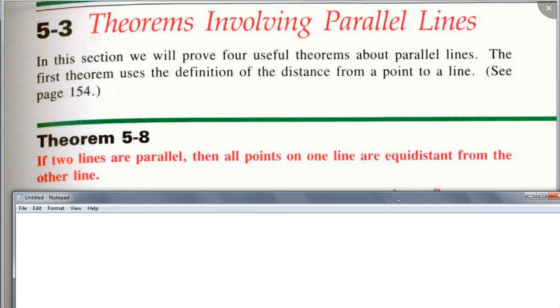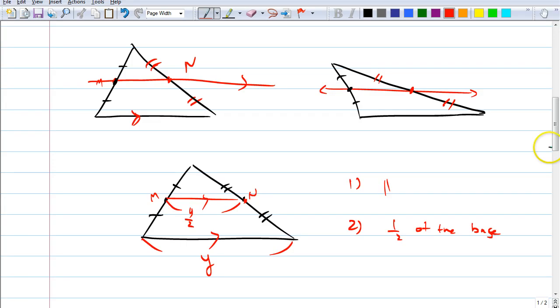If two lines are parallel, then all points on one line are equidistant from the other line. Okay, so write that down. And think about how this is very similar to the one that we just talked about, which is the very first picture that we drew.